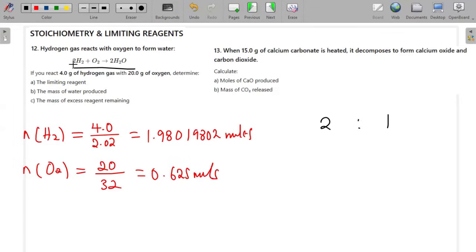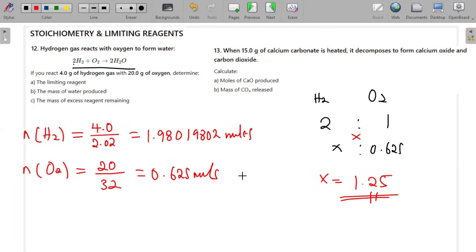I can just get the coefficient there. There I have 2, here I have nothing, so meaning I have 1. So now, what if I have 0.625 moles of the oxygen? Because this is hydrogen, this is oxygen. How many moles of the hydrogen am I going to require? So you do a cross multiplication here. x is equal to 2 multiplied by 0.625. So I get 1.25. So these moles of oxygen here require 1.25 moles of what? Hydrogen.